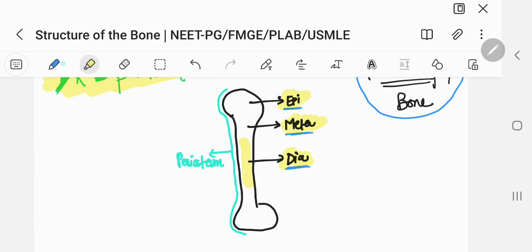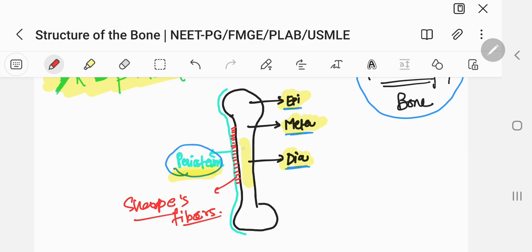Right? Now these bones are covered by a structure called periosteum. What are these covered by? Periosteum. Now periosteum is actually attached to this bone by some fibers that are called Sharpey's fibers. Okay, Sharpey's fibers actually help periosteum attach to the bone. Now we're going to look at each and every one of these parts of the bone in detail. Now let's start with diaphysis.